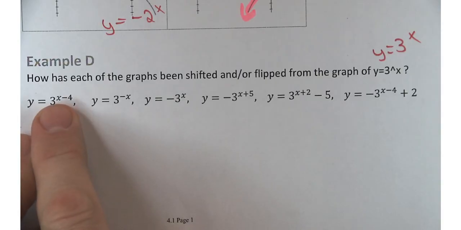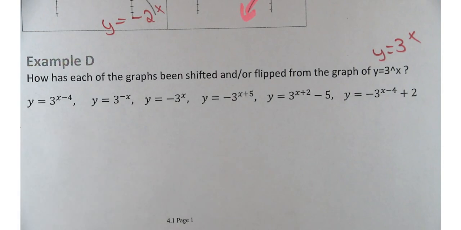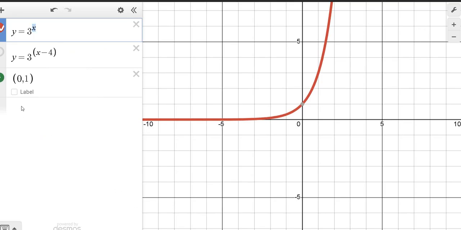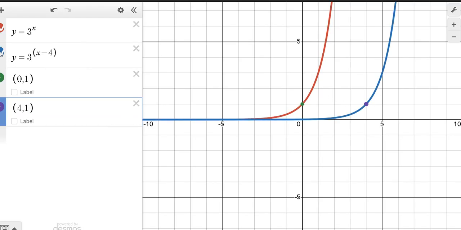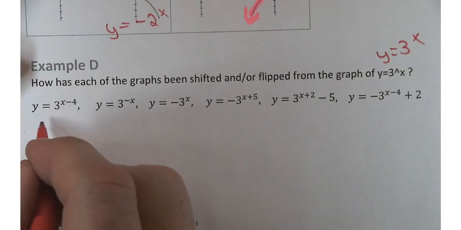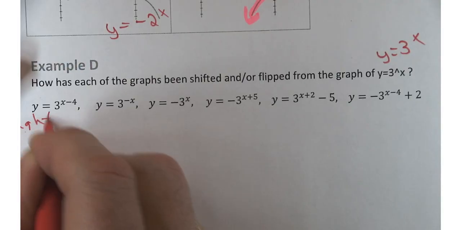So the question is, what would make this exponent equal to 0? 4. A 4. So that means that if I put in a 4 for x, I should get a 1 for y. (4, 1). So that should be my new point. So it looks like it's been shifted how? Looks like it's been shifted to the right by 4. Oh, okay. Well, that's cool. So that one got shifted to the right by 4.